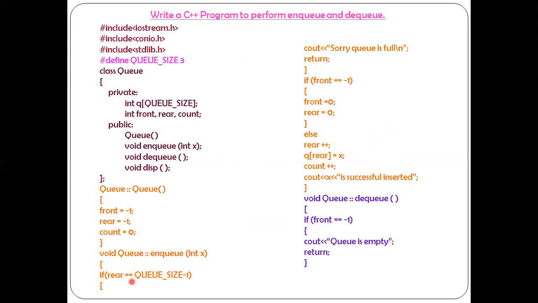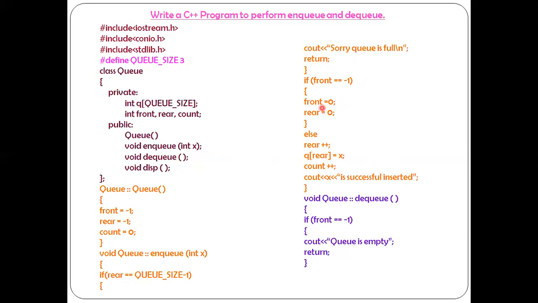Okay. If rear is equal to q underscore size minus 1, q size is 3, 3 minus 1 is 2. That means rear is -1. Is -1 equal to 2? Condition false. Condition false means I won't execute these two statements. I'll go to here. If front is equal to -1, what is the value of front? -1. Is -1 equal to -1? Condition true. Yes, it is true.